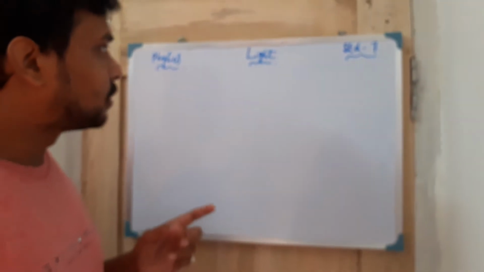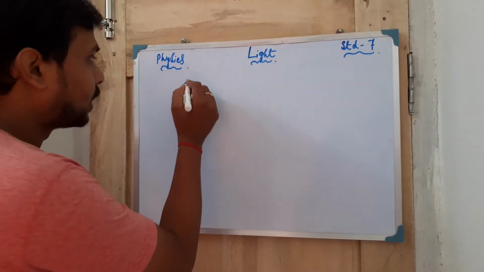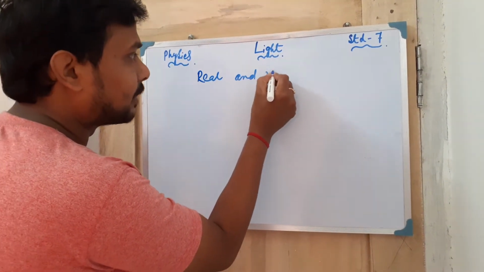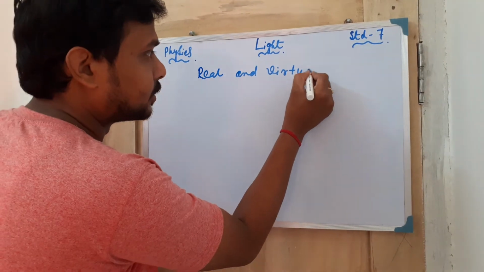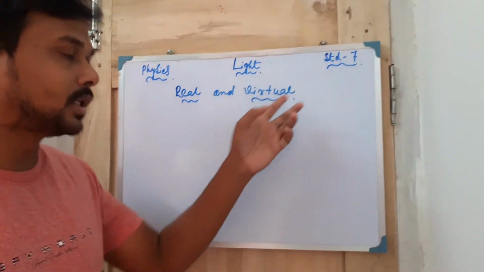The next thing is also very important: two types of images are there. One is called the real image and the second one is the virtual image. Okay, two types of images are present. What is a real image? What is a virtual image?